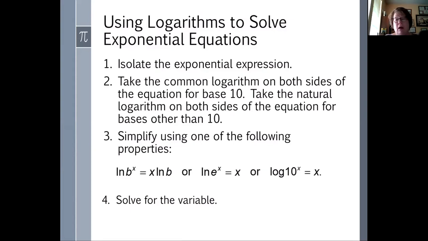Lastly, common log. The log of 10 to the x is equal to x. Just like the previous expression, what do I raise 10 to get 10 to the x? Because the common log is log base 10, well, the x power is what you'd raise it to. All right, then you solve for the variable. And you should check your solutions.